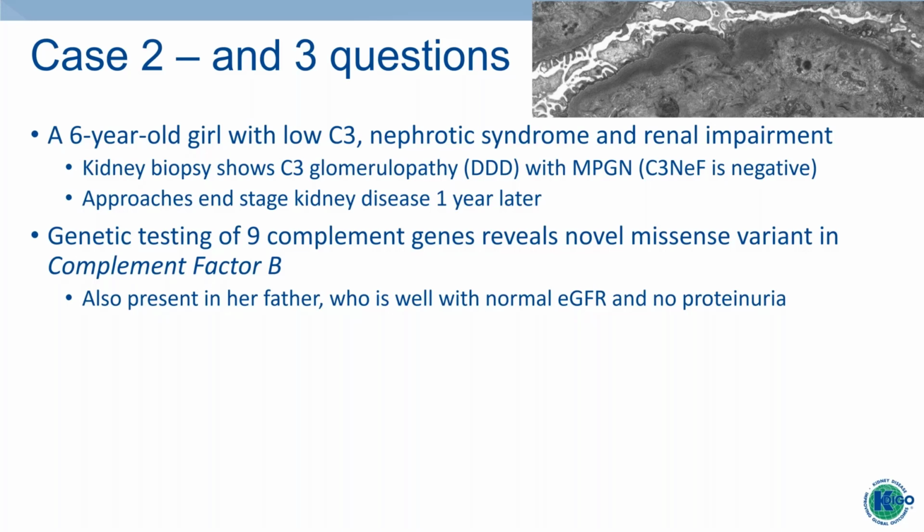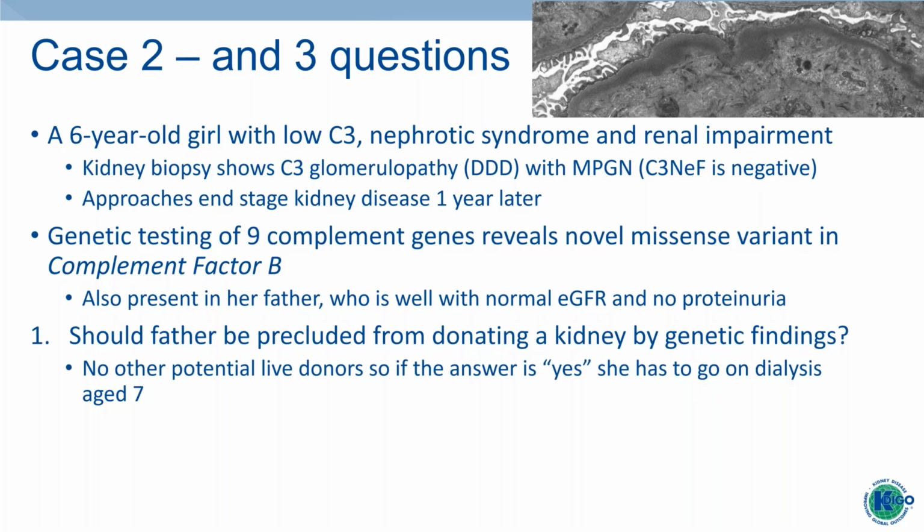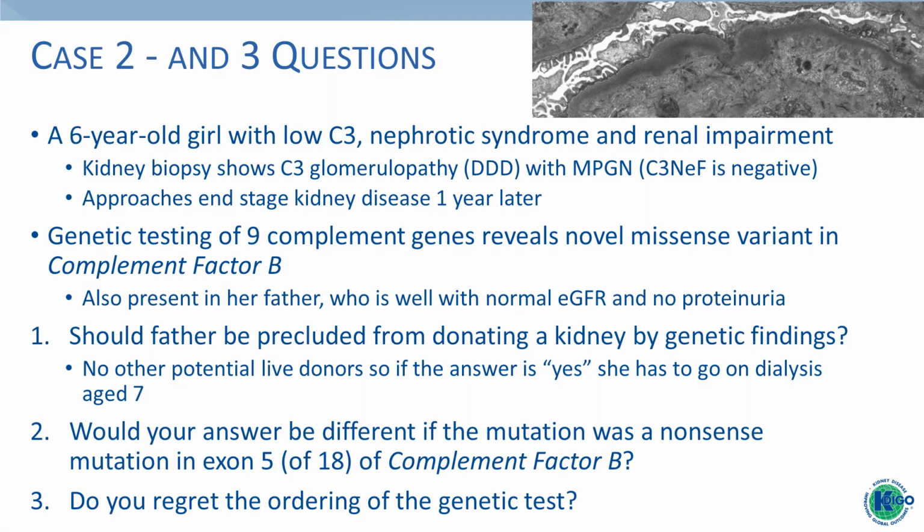So the clinical questions are, firstly, whether the father should be precluded from donating a kidney by these genetic findings. Given that there's no other potential live donors, if the answer to this question is yes, the patient has to go on dialysis at the age of 7. The second question is, would your answer be different if the mutation was a nonsense mutation in exon 5 of the 18 exons of complement factor B? And the third question is whether you regret the ordering of the genetic test.